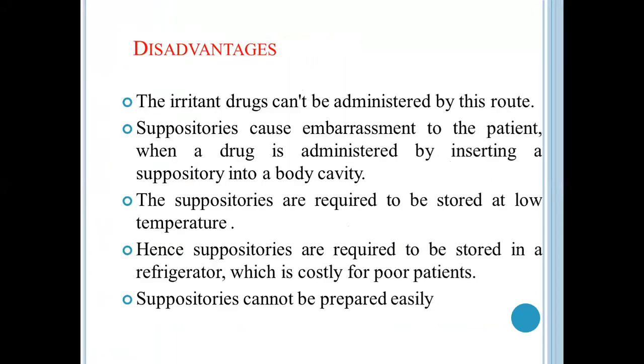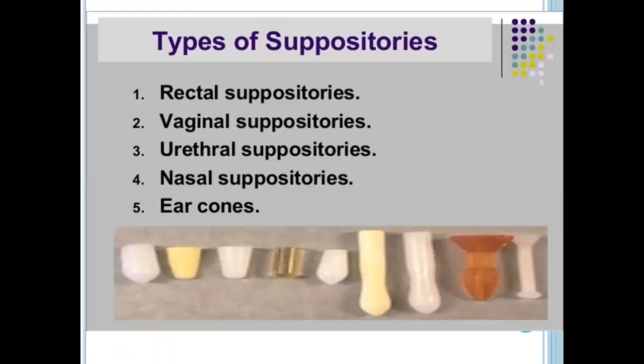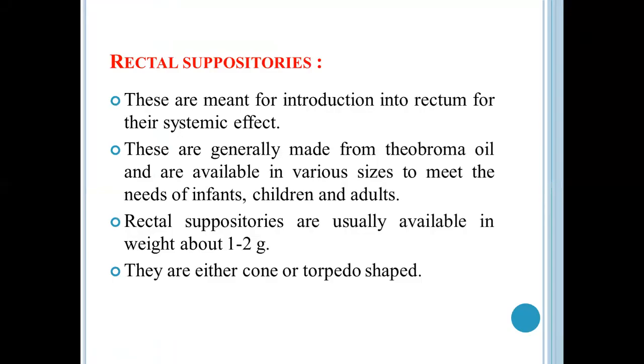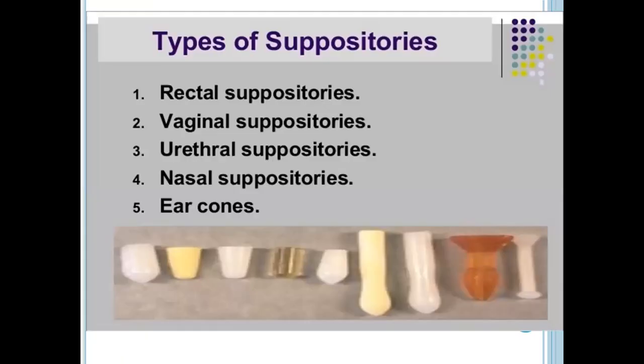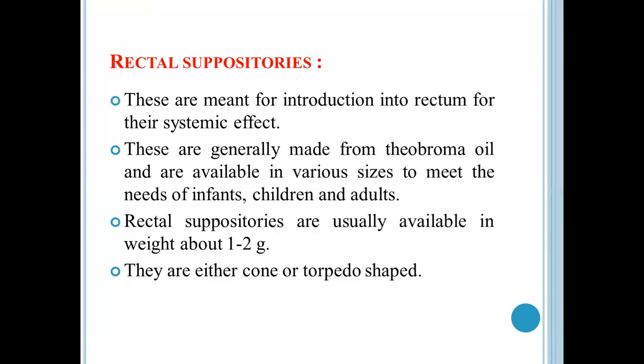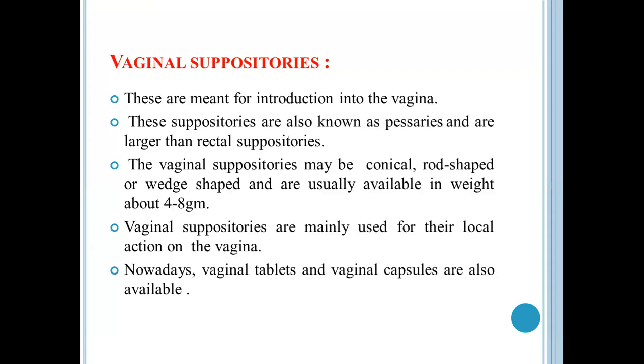Then next we discussed advantages, disadvantages, and types. About their types, depending upon their mode of insertion, they are classified into 5 types: rectal suppositories, vaginal suppositories, urethral suppositories, nasal suppositories, and ear cones. Vaginal suppositories are also termed pessaries.